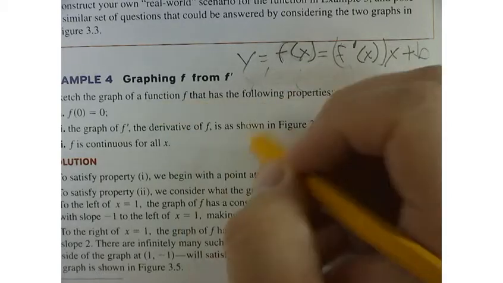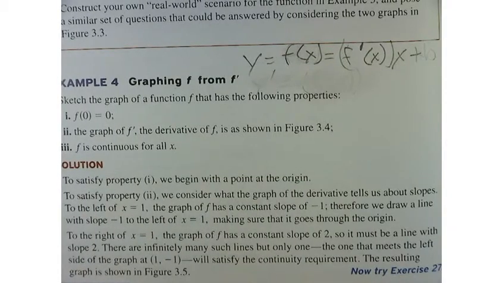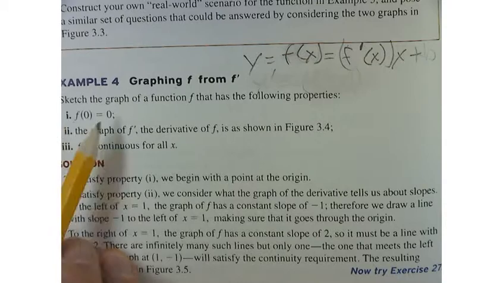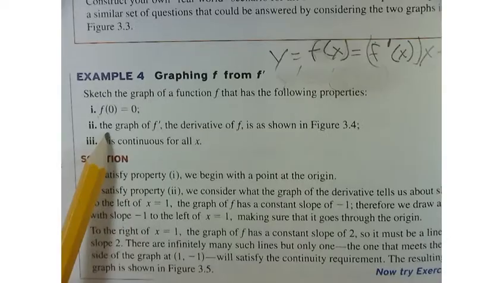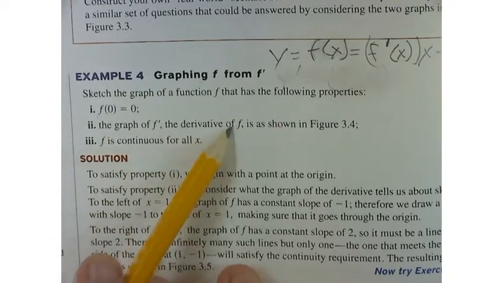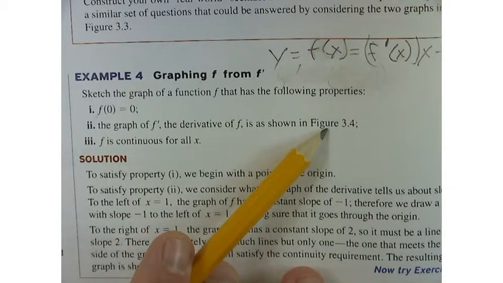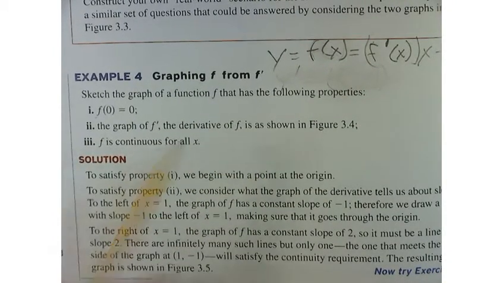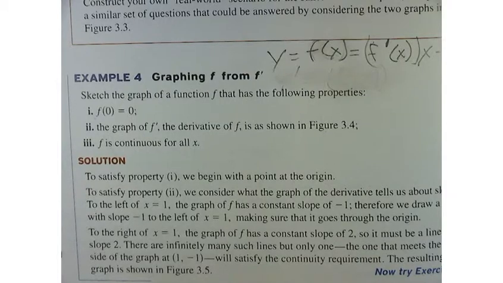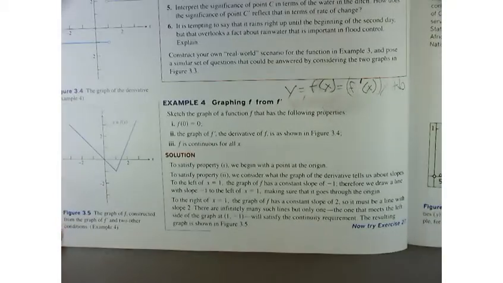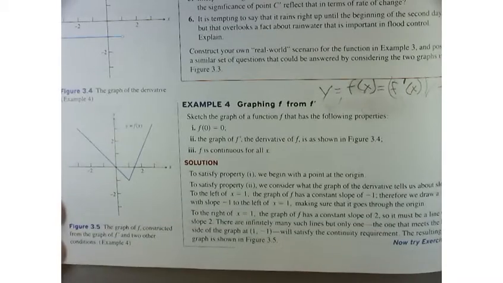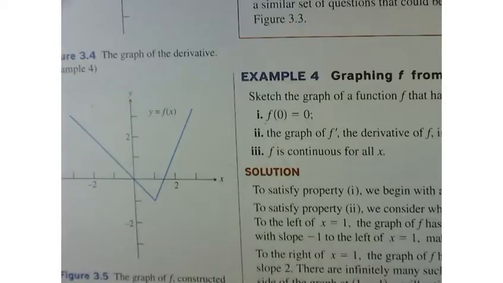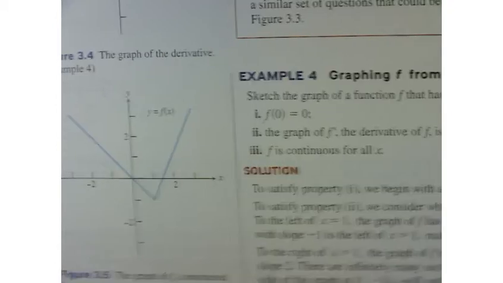So now what I want to do is, if I sketch the graph of the function f that has the following properties, where f of 0 equals 0, and then graph f prime, the derivative of f, as shown in figure 3.4, f is continuous at all x. So now let's look at this. Here's an interesting thing. Here is f. I'm going to zoom in on f so you guys can really take a look at it. Now what we have here, what is the slope of f?